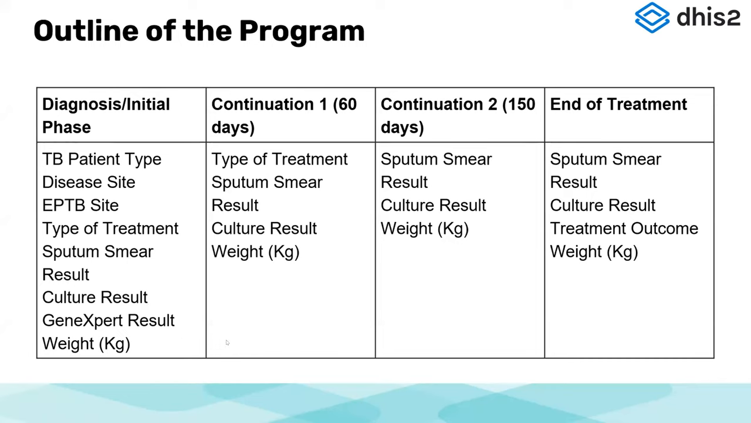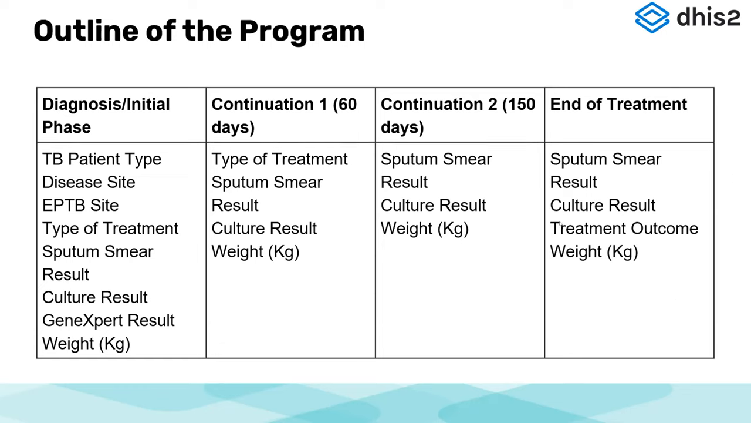The interesting thing to note here is that in this TB program, we encounter a patient who has been diagnosed as having TB, and then we capture the data throughout his treatment period. In the initial phase, as you can see in the first program stage, we have a set of data items that we collect, and somewhere between 2 to 3 months, roughly around day 60, we are going to see that patient again and collect a few more data items. So the data elements that we are collecting on the first program stage and the second one are kind of different. And when it comes to the continuation, which is around 150 days, again we are collecting a few other data elements, which are somewhat different to what we are collecting in the second stage, around day 60.